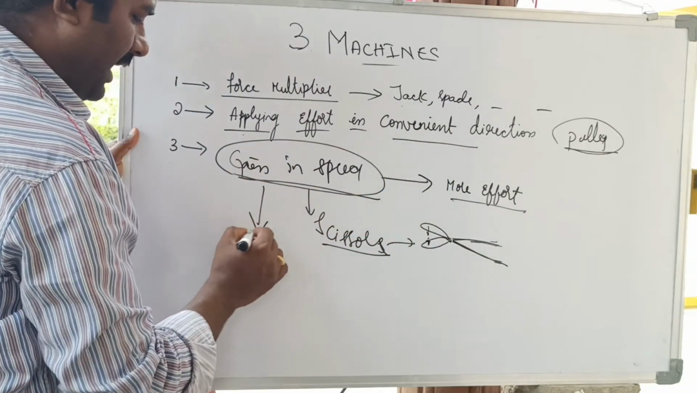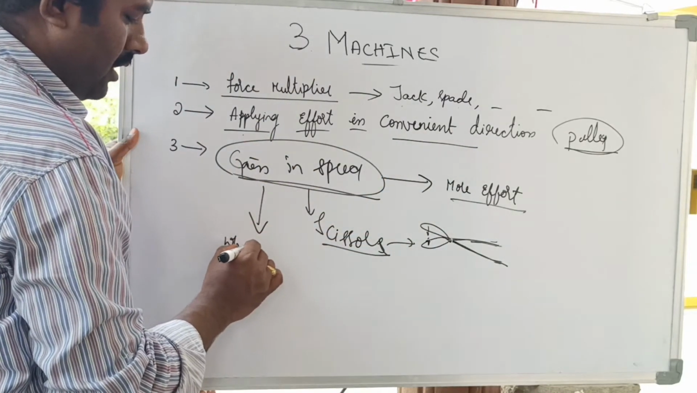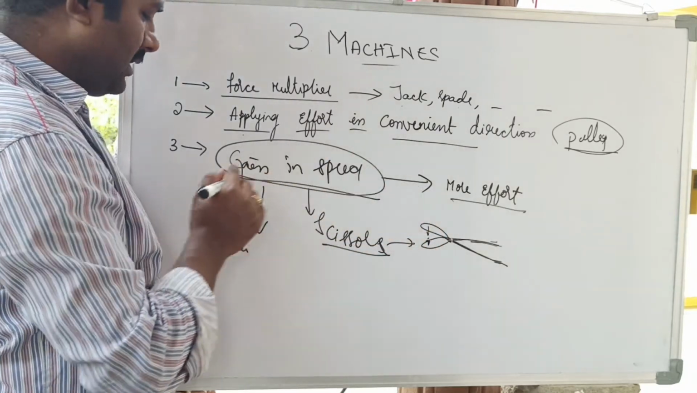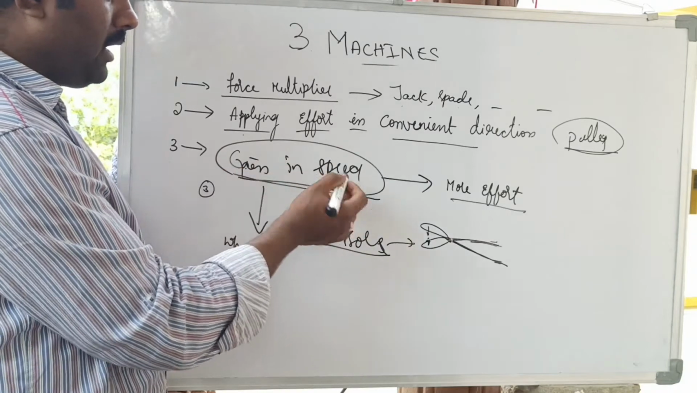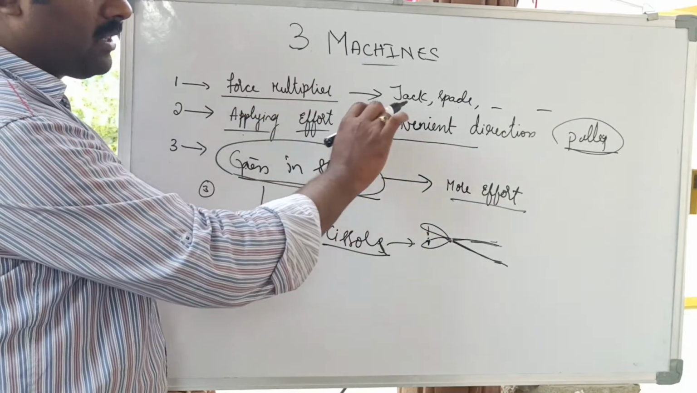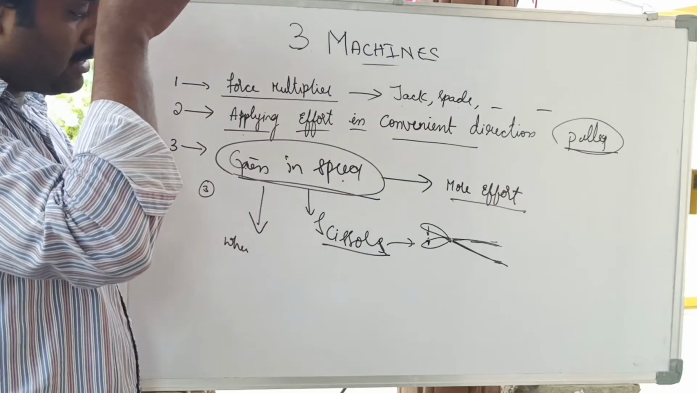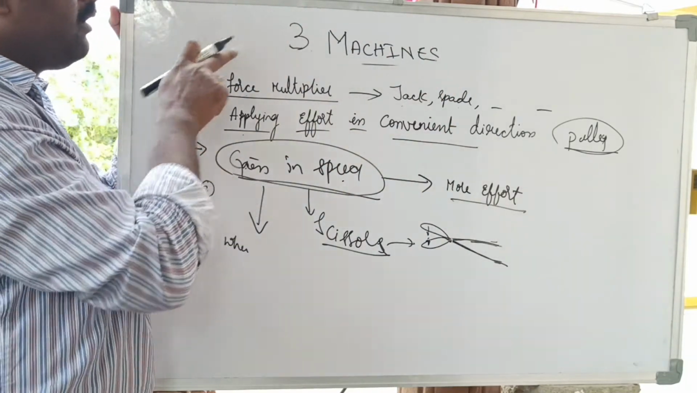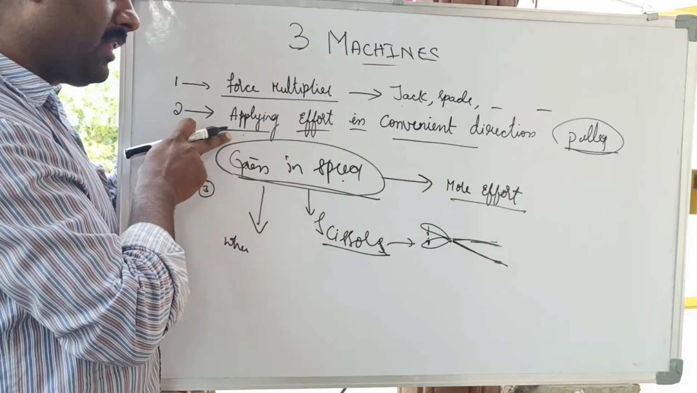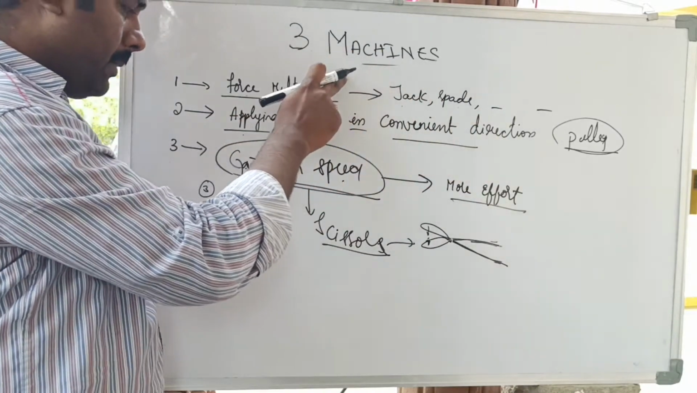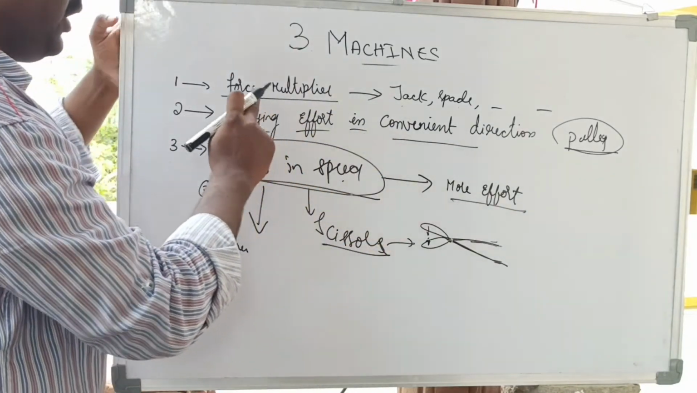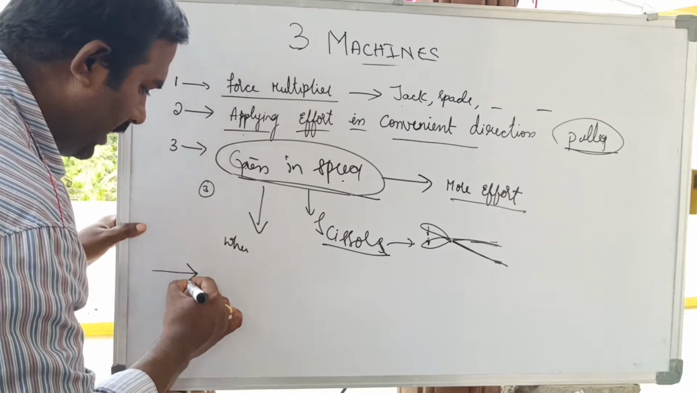Not only this, we can take wheel and axle or toothed wheels also, which come under gain in speed. So that is the third one, gain in speed. Second one is applying the effort in a convenient direction. Force multiplier is nothing but jack, spade, anything we can take. These are the examples for that. So our machines can act as a force multiplier. Machines can act by applying the effort in convenient directions. Machines can act to gain in speed. These three are there, and individually how they are going to be played here.